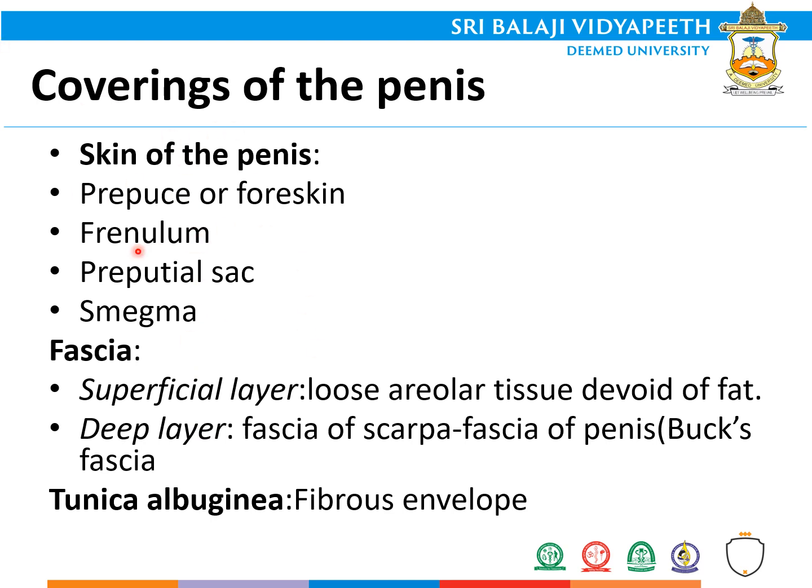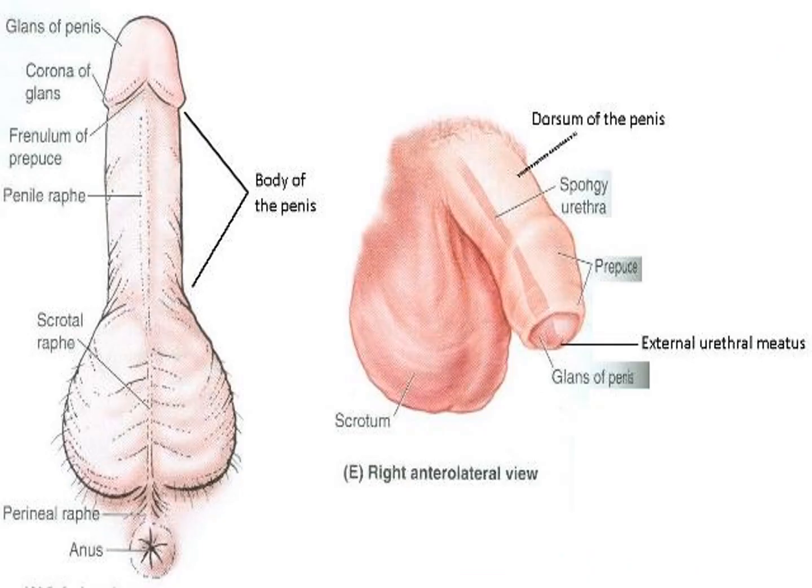So this was about the skin, and then coming to the other coverings, we have the fascia, which has a superficial layer and a deep layer. The superficial layer has loose areolar tissue devoid of fat, and in the deep layer we have the fascia of Scarpa, which is also called the fascia of the penis or the Buck's fascia, underlying which is the tunica albuginea envelope.